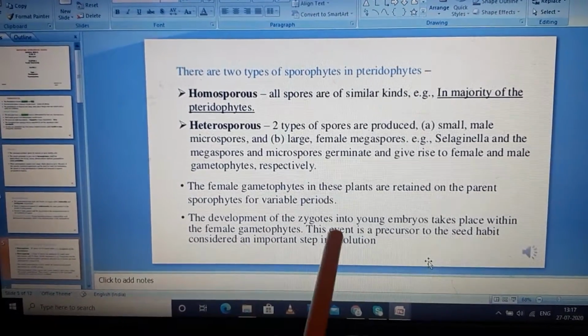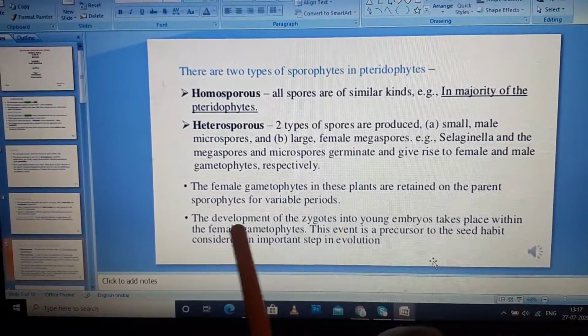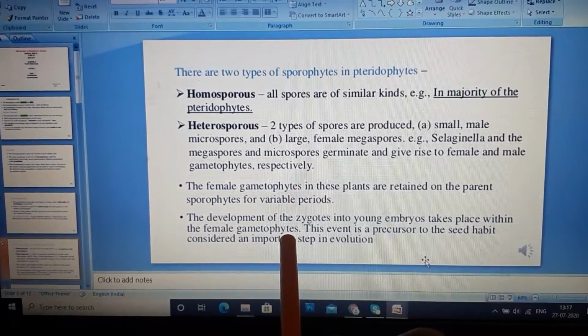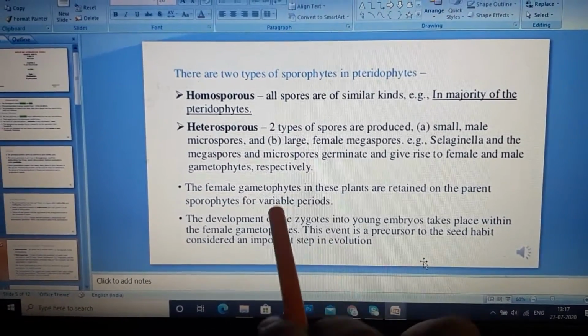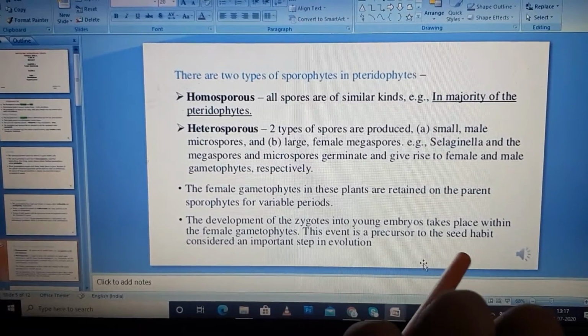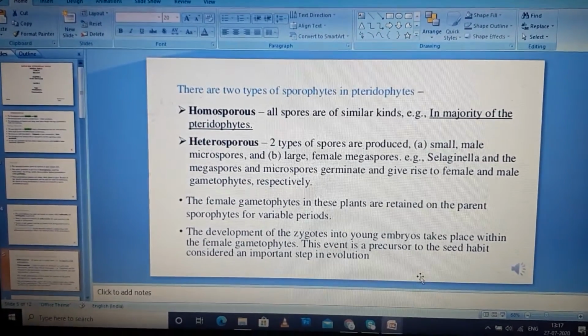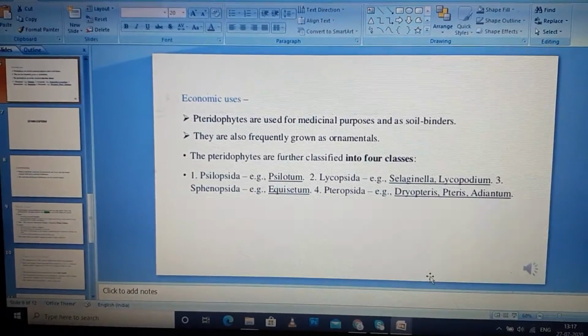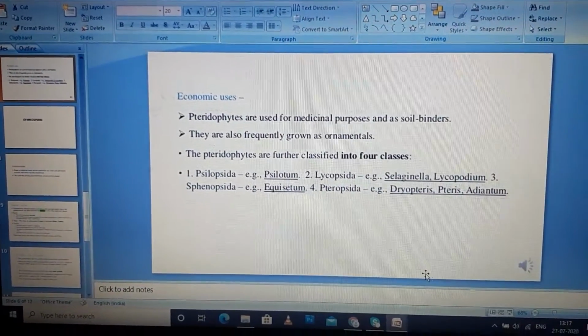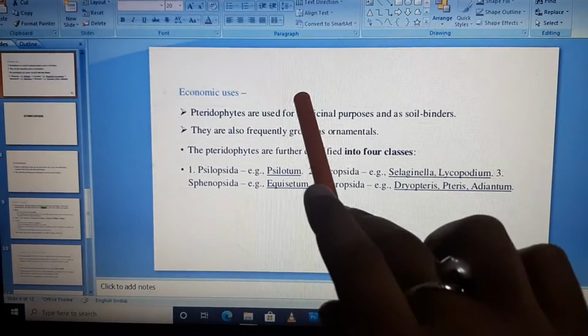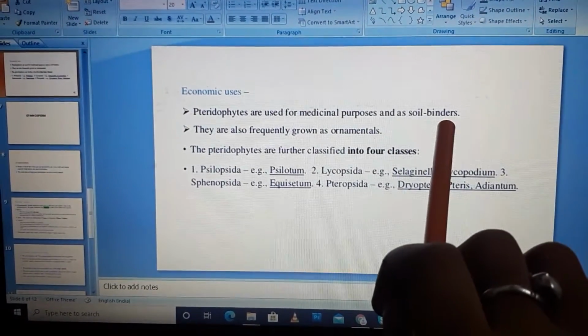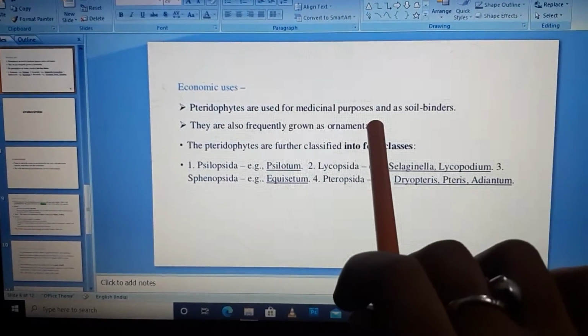The development of the zygote into the embryo takes place within the female gametophyte. This zygote is the precursor to the seed habit, considered an important step in evolution. Economically, they are useful for medicinal purposes, they are soil binders, and are also used as ornamentals.